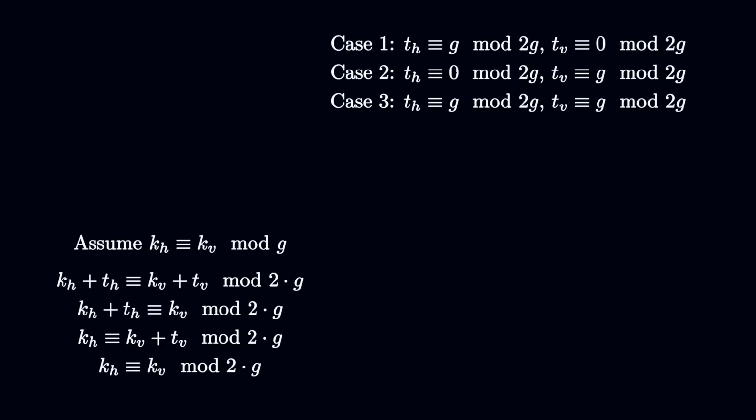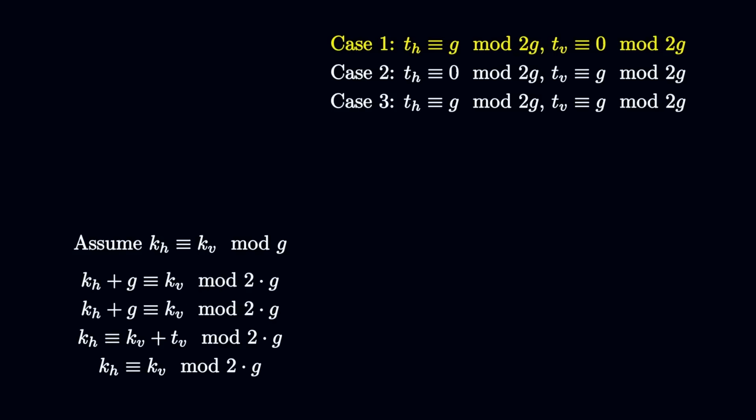Now, for each of these cases, we can take our 4 equations and show that exactly 2 are true. Let's start with the first case, where th is congruent to 0 and tv is congruent to g. Now, for each of our equations, let's make the appropriate substitutions. We can see pretty easily that our first 2 equations are equivalent, and so are our second 2, which means that 0, 2, or 4 of these equations must be true. First, let's show that all 4 cannot be true.